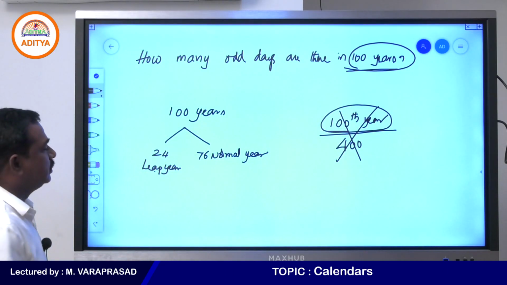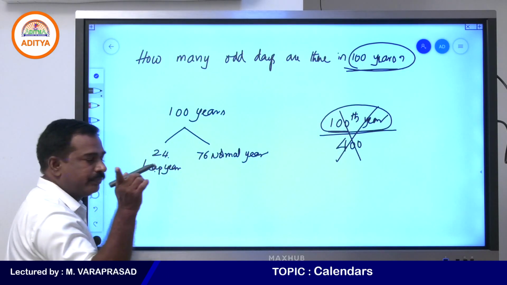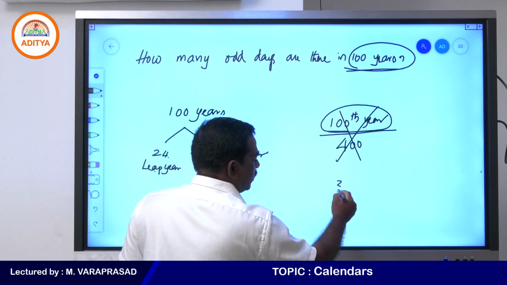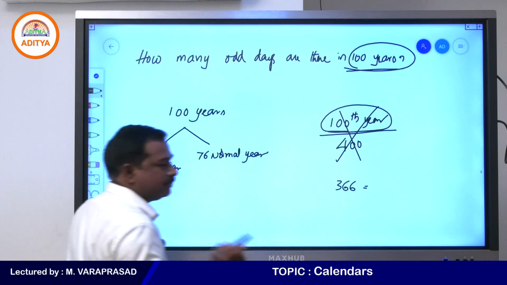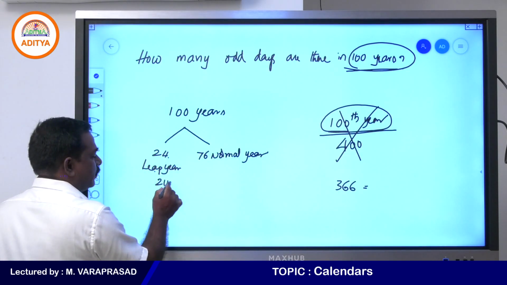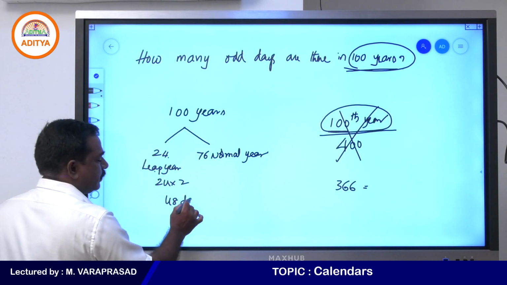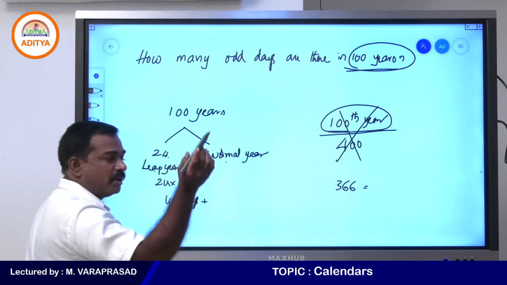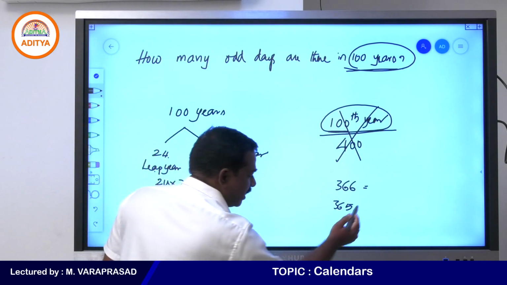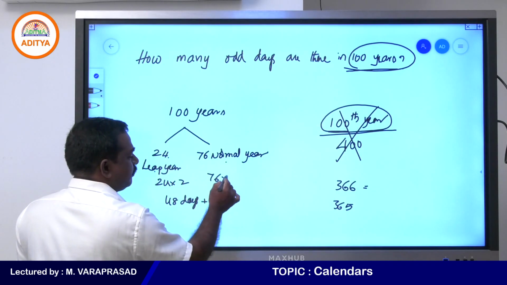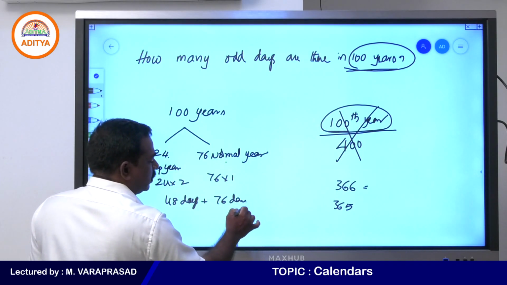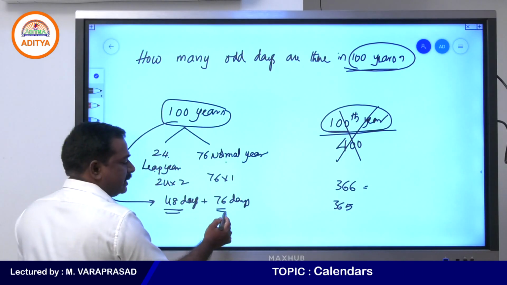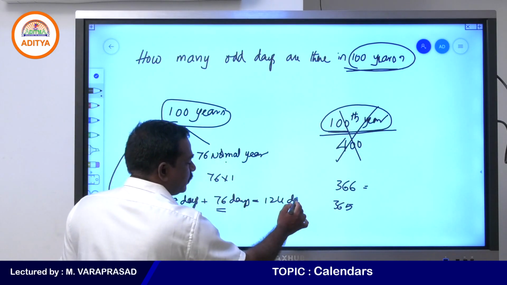Every leap year will have 2 odd days. Leap year means 366 days, which is 52 weeks plus 2 odd days. So 24 twos is 48 days. Here 76 normal years; every normal year means 365 days, which has 1 odd day. So 76 ones is 76 days. So these 100 years convert into 48 plus 76, 124 days.